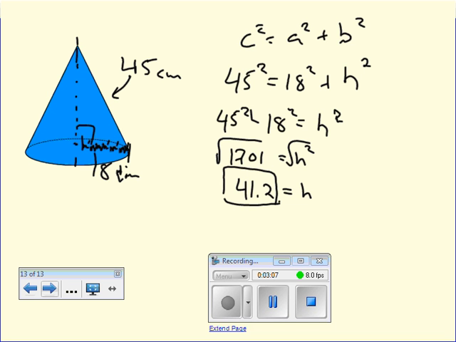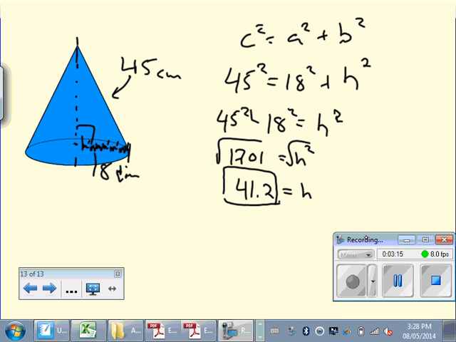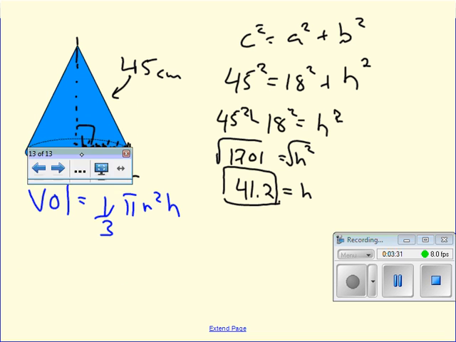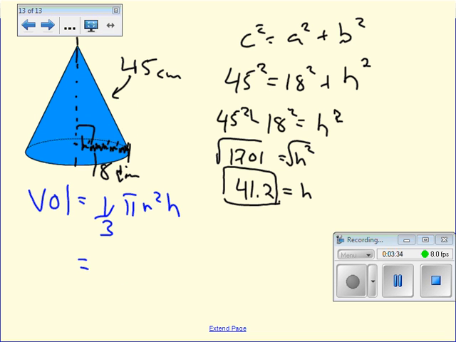Great. Now that I got the height, I can just plug it into my volume equation. So, volume is equal to 1/3 pi r squared times the height. It's up here, which is equal to 1/3 pi times 18 squared times 41.2.